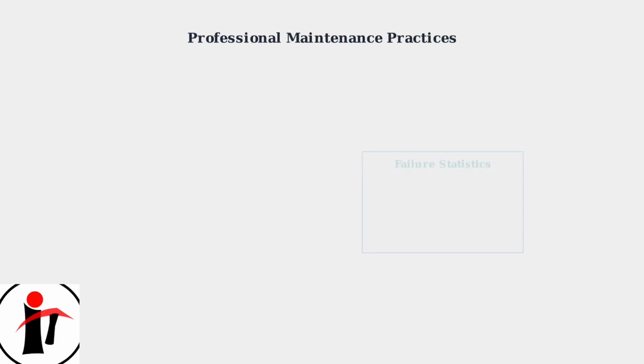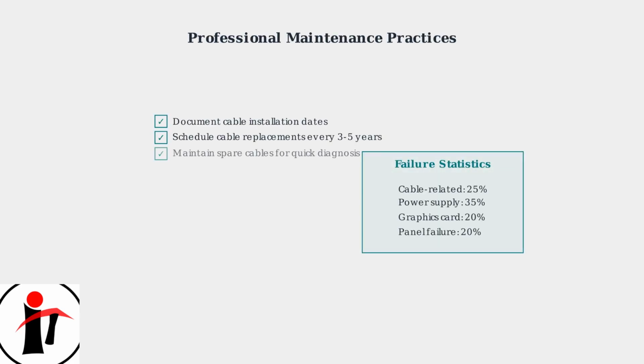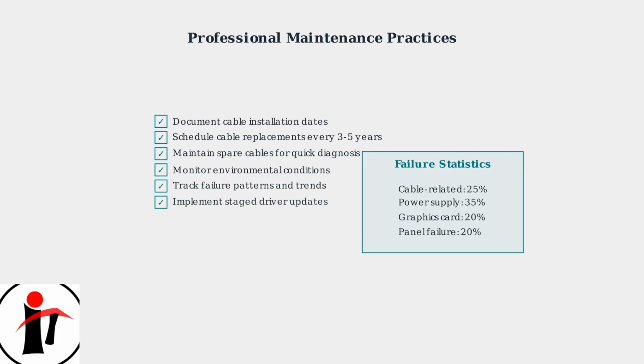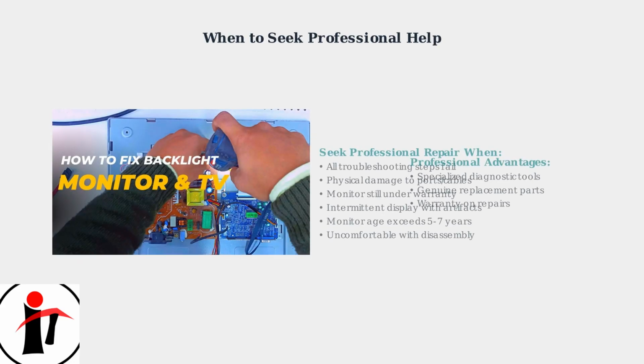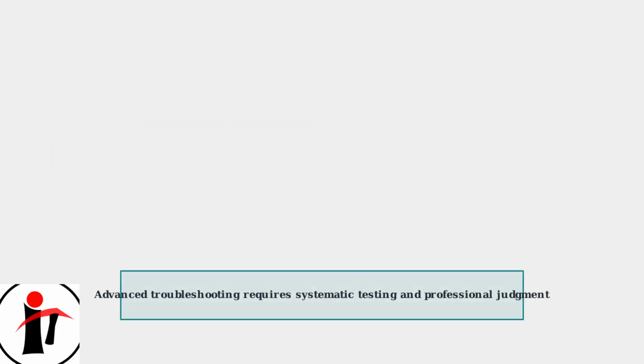In corporate environments, implement preventive maintenance by documenting cable ages and replacement schedules. This proactive approach prevents many display issues before they occur. Seek professional repair when troubleshooting steps fail, when you see physical damage, or when dealing with warranty coverage. Professional technicians have specialized tools and replacement parts for internal component repairs.